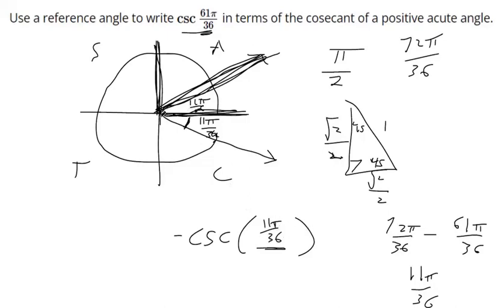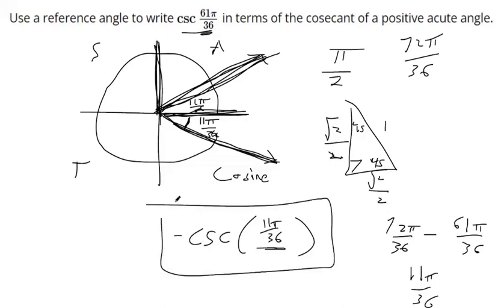But we said this cosecant of 61 pi over 36 is in a negative spot for cosecant, because only cosine and its reciprocal secant are positive down here. That means cosecant's negative here, so we got to multiply the outside by a negative sign. So that's a tough theory question there.